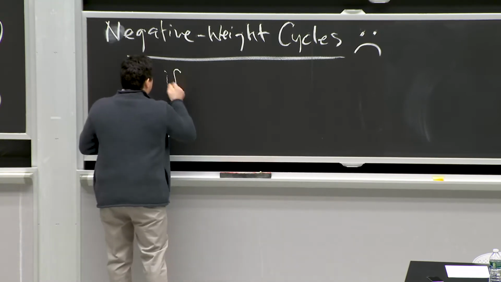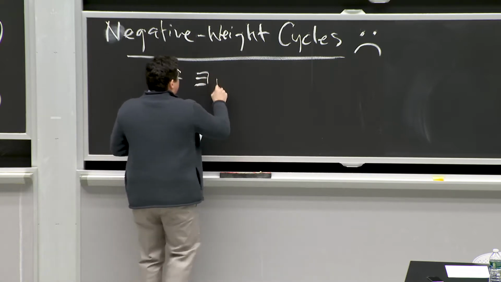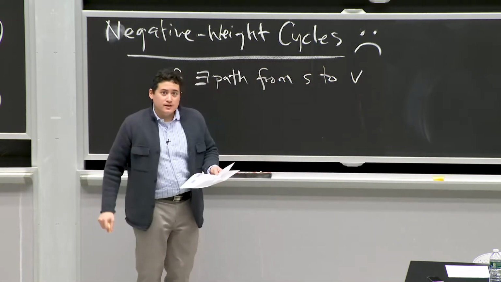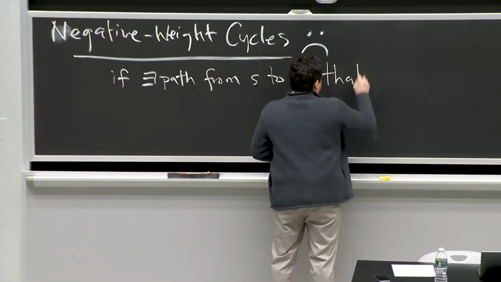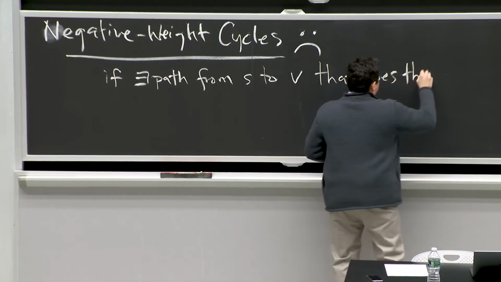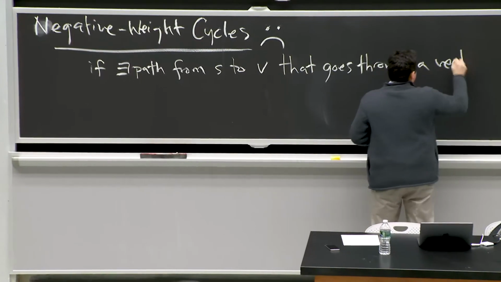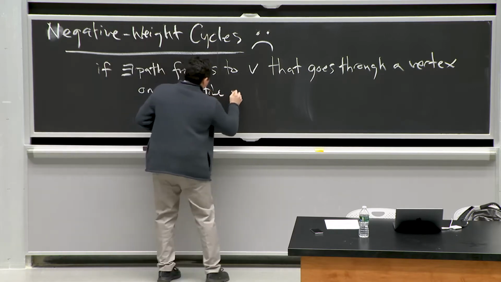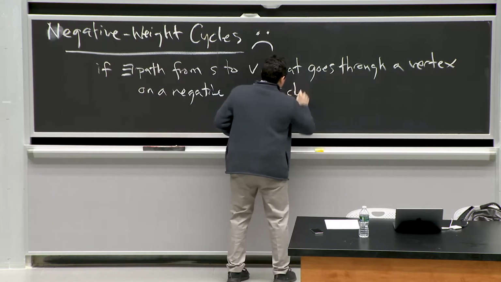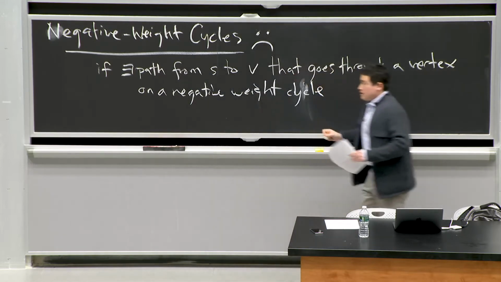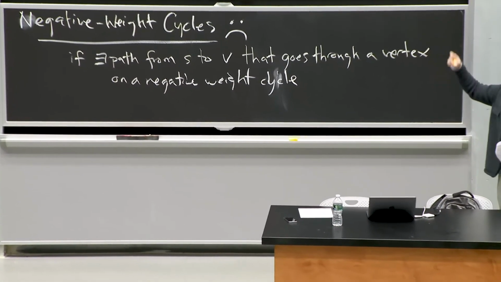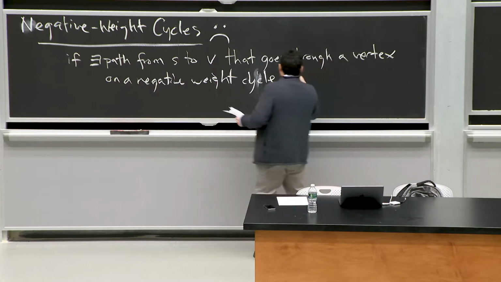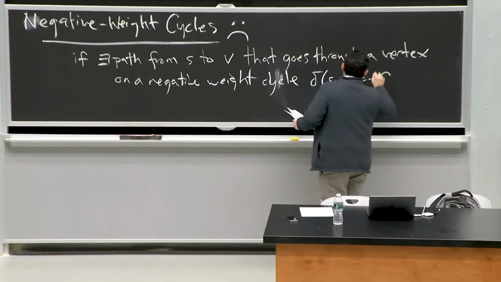In particular, if there exists a path from S to some vertex V that goes through a vertex on a negative weight cycle, then I can take that path to that vertex, circle around the negative weight cycle, and then proceed to V, and I can take that cycle as many times as I want. Then this delta SV we're going to set to minus infinity.